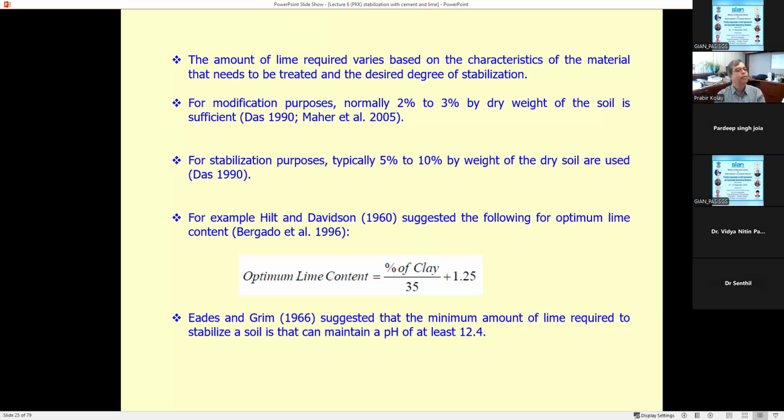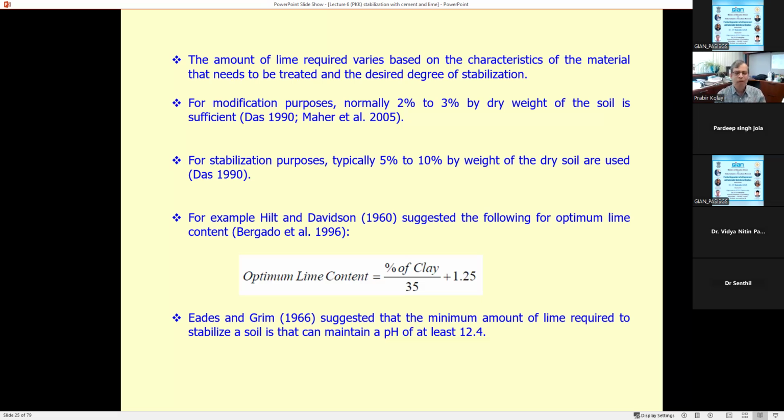The amount of lime required varies based on the characteristics of the material that needs to be treated and the desired degree of stabilization, how much strength you need. Different people have studied different things, but in most cases 2 to 3% of the dry weight of the soil is sufficient.